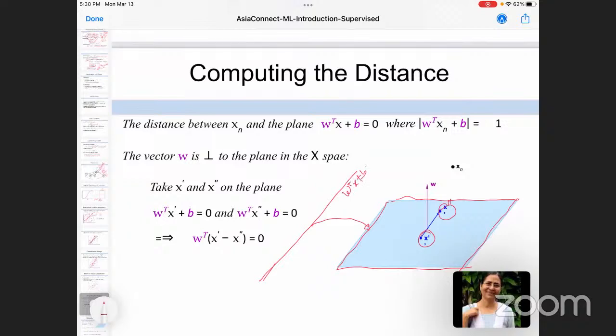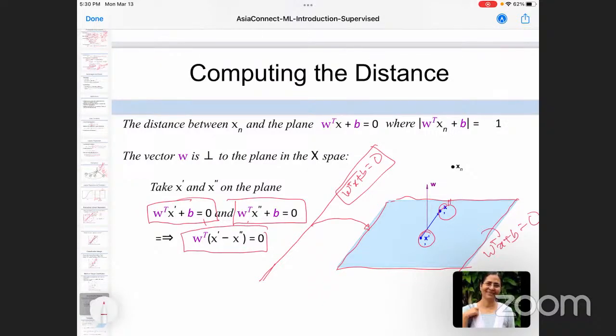W2 transpose x plus b equal to 0. We have seen it, and this is the same. On the plane, everything is 0. So you can write W2 transpose x prime plus b equal to 0. You can write W transpose x double prime equal to 0. And if you just combine these two, add these two equations, you can write this. The b's cross out, and then you will find this equation.